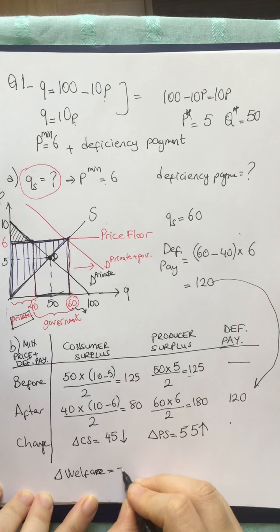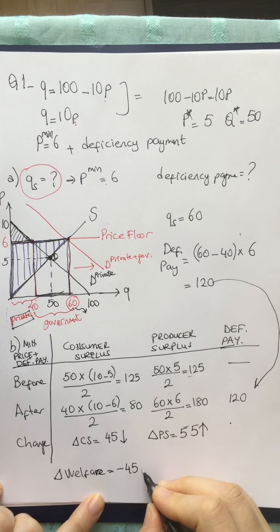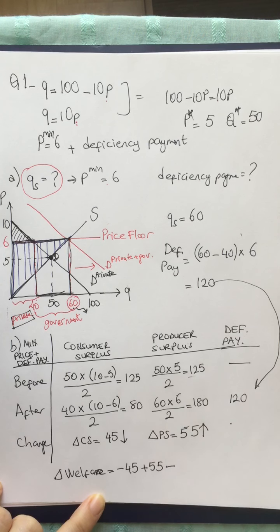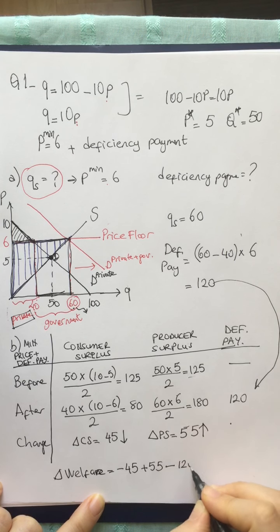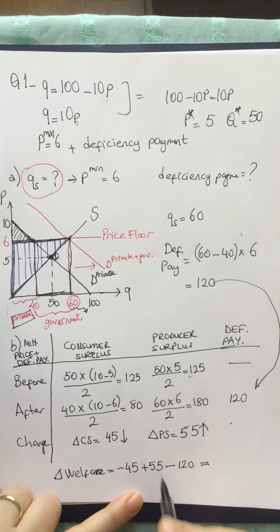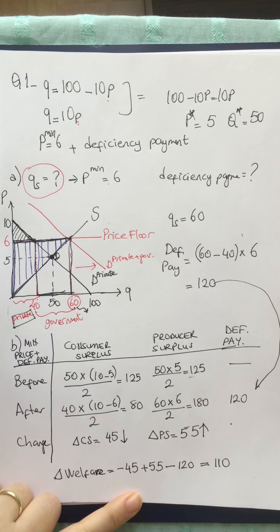The consumers have lost 45 units. The producers have gained 55 units. And the government paid 120 units to the producers. So the welfare has changed 110 units in that case.